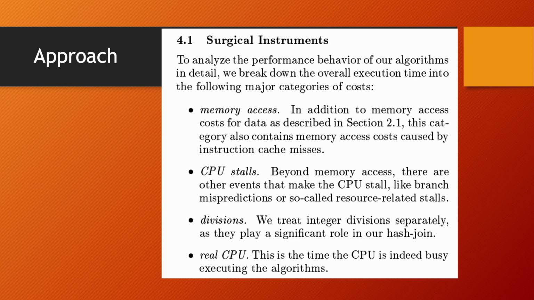In addition to memory access costs for data as described in section 2.1 of the paper, this category also contains memory access costs caused by instruction cache misses. Second are CPU stalls. Beyond memory access, there are other events that make the CPU stall, like branch mispredictions or so-called resource-related stalls. Third is divisions. The paper treats integer divisions separately as they play a significant role in hash joins. Fourth is real CPU. This is the time the CPU is indeed busy executing the algorithms.